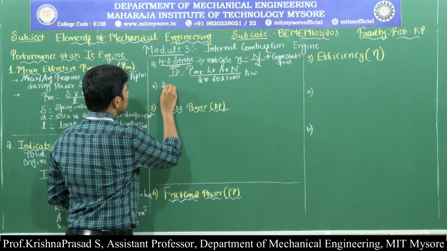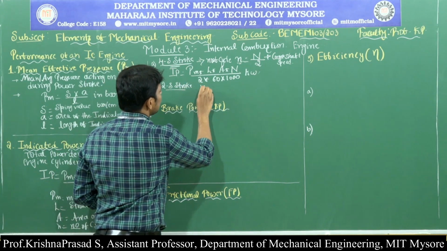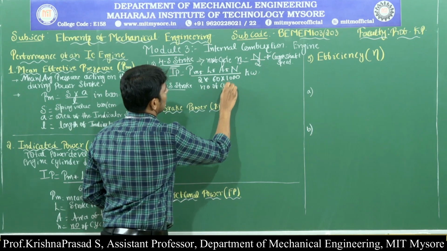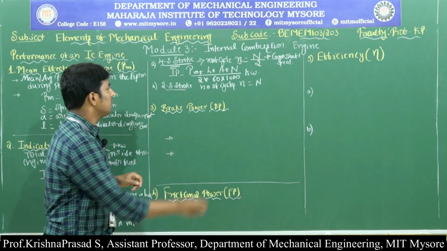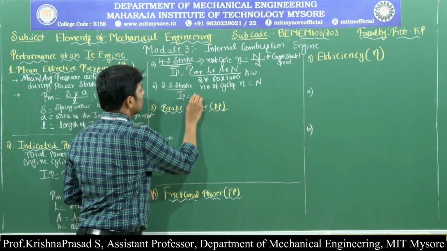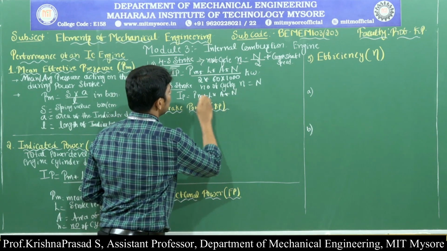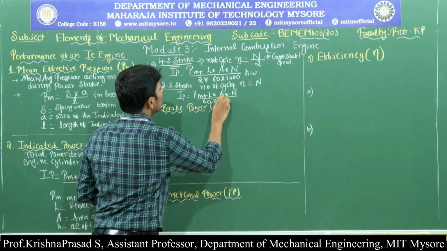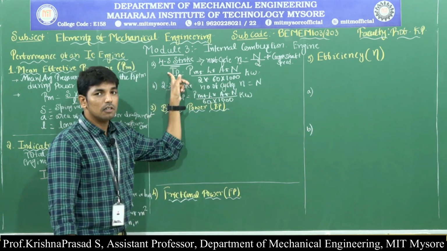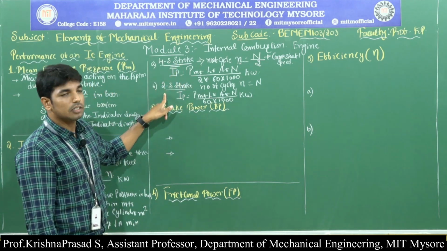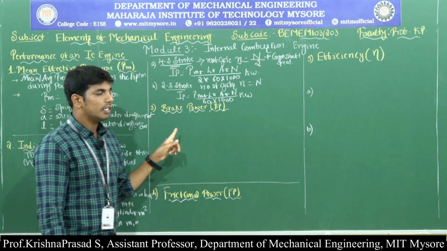Similarly, the other one is for the 2-stroke engine. Again, your number of cycles small n equals capital N. Okay, that means now the formula is IP is equal to PM into L into A into capital N divided by 60 into 1000 in kilowatts. So the earlier one is the indicated power for the 4-stroke engine, and this one is the indicated power for the 2-stroke engine. So this is regarding the second one, indicated power.